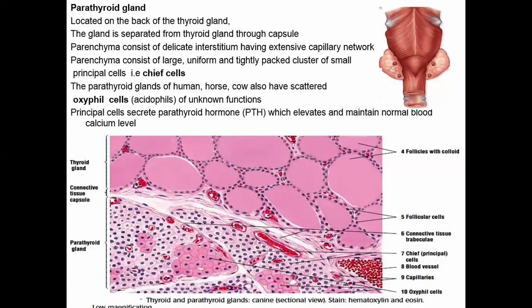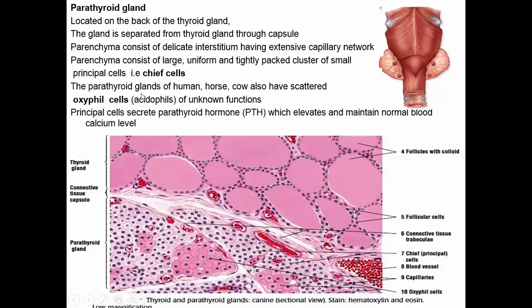As far as the parenchyma, meaning the functional part of the parathyroid gland, is concerned, it consists of delicate interstitium having an extensive capillary network. It contains connective tissue with a dense network of capillaries, and this parenchyma consists of large, uniform, and some clusters of small principal cells, which are sometimes also called chief cells. These are the uniform and large type of cells present inside this parenchyma region.